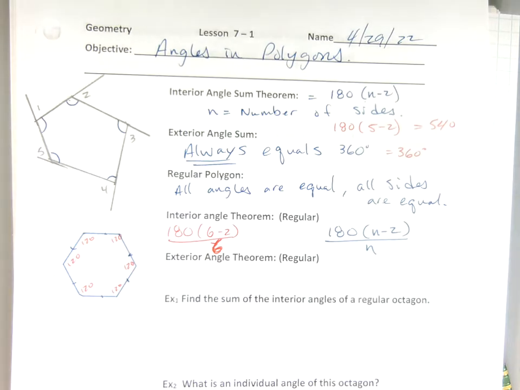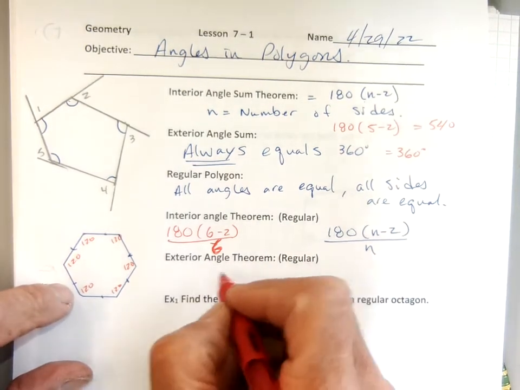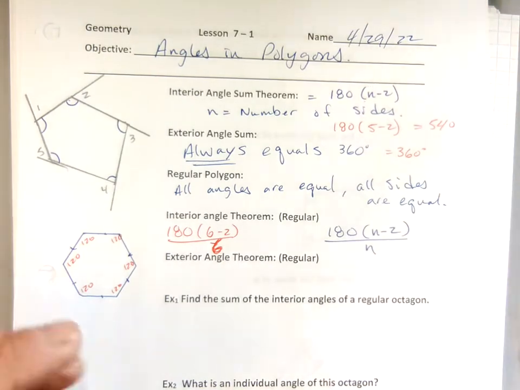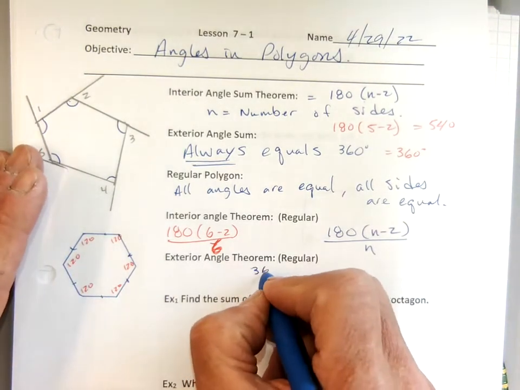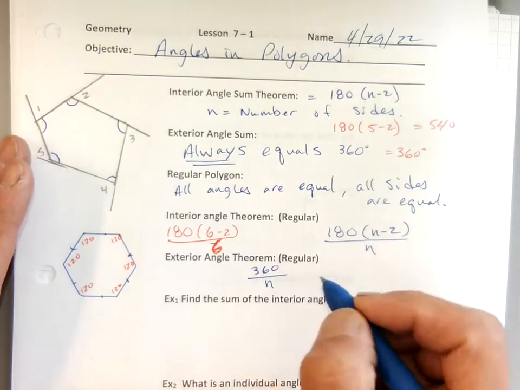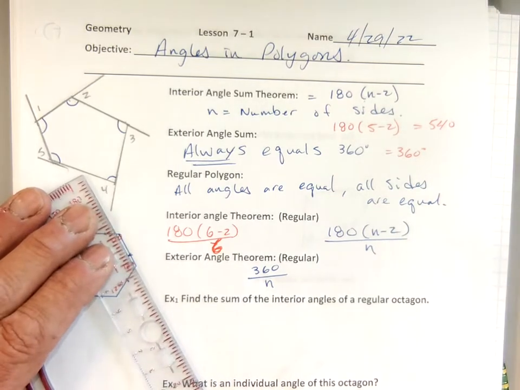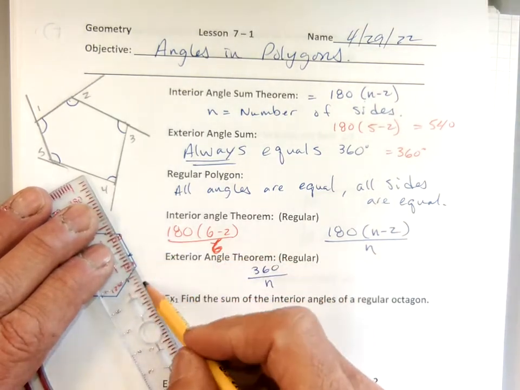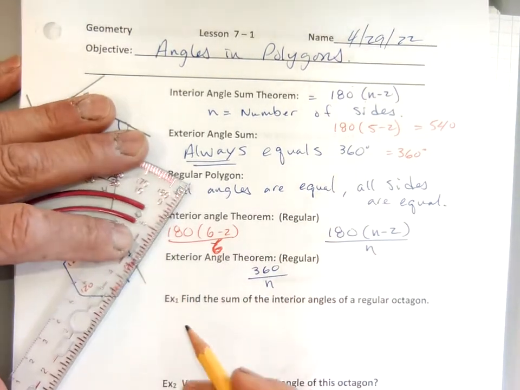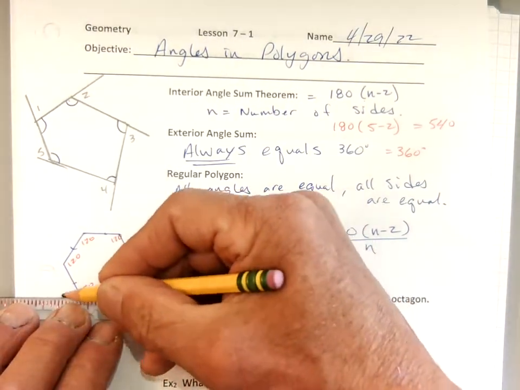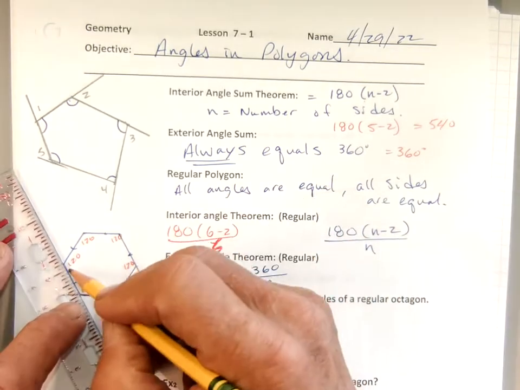Exterior angle theorem, we just did that. The sum is always 360, but if you want to find an individual one, well, then just take your 360 divided by the number of sides, right? So if I take a look at this picture here and draw my exterior angles, they're all going to be equal. If it's regular, let me draw it in, you'll see it. Hopefully I'm not going too fast for you.